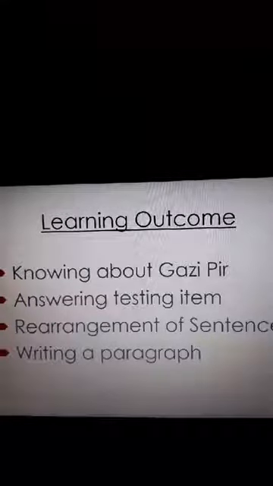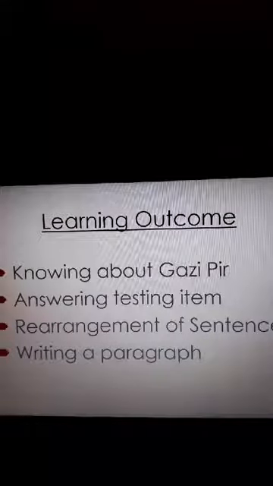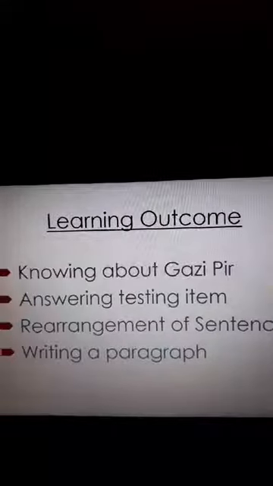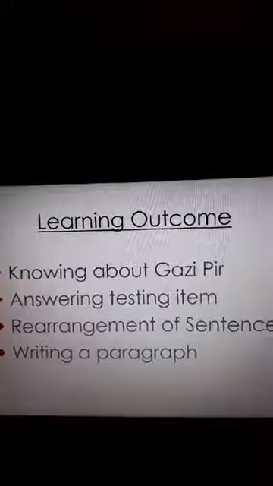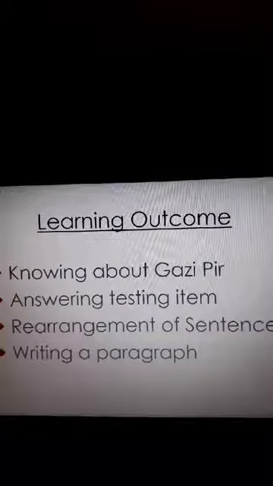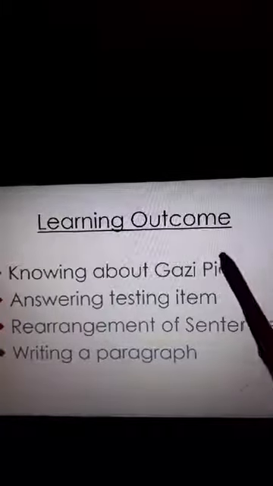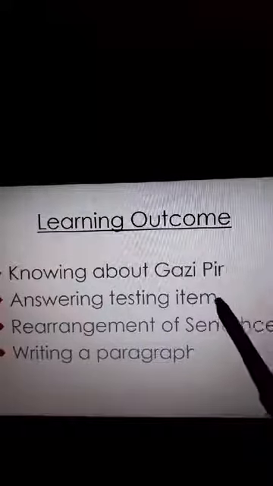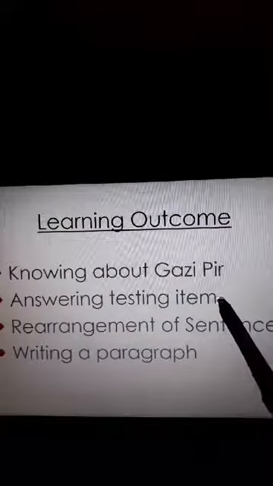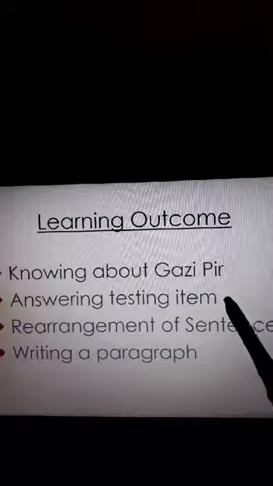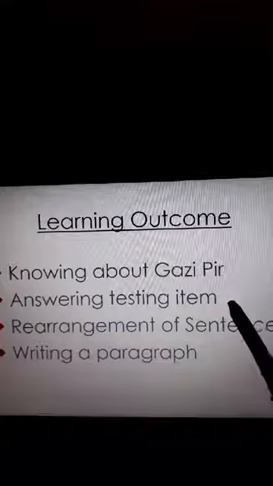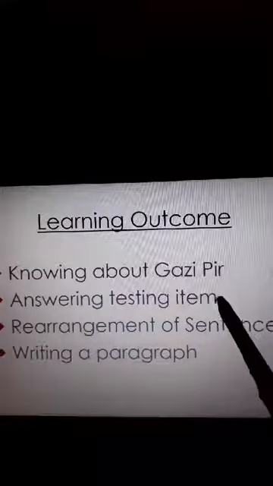Now let's have a look at the learning outcome. What are the learning outcomes? We'll know about Gazi Pir after reading the passage. We'll answer some testing items. This is for the exam items, important for the exam. Later on we will do it after reading the passage.